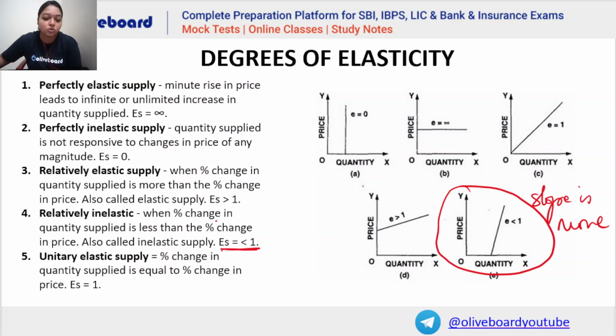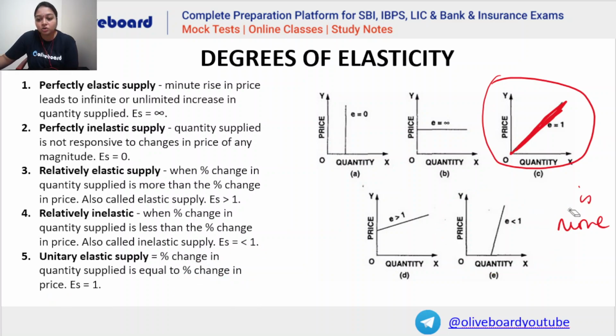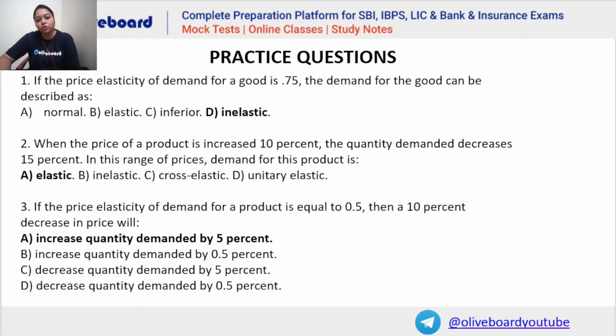So what is unitary elastic supply? Percent change in quantity supplied is equal to percent change in price. ES is equal to 1, this one. This is your 45-degree line, which is the most perfect line, like an equilibrium line you can say, right? That is what the supply curve will be when it is unit elastic. So these are the degrees of elasticity. I hope this is clear till here, right? So what we are going to do is practice some questions now.